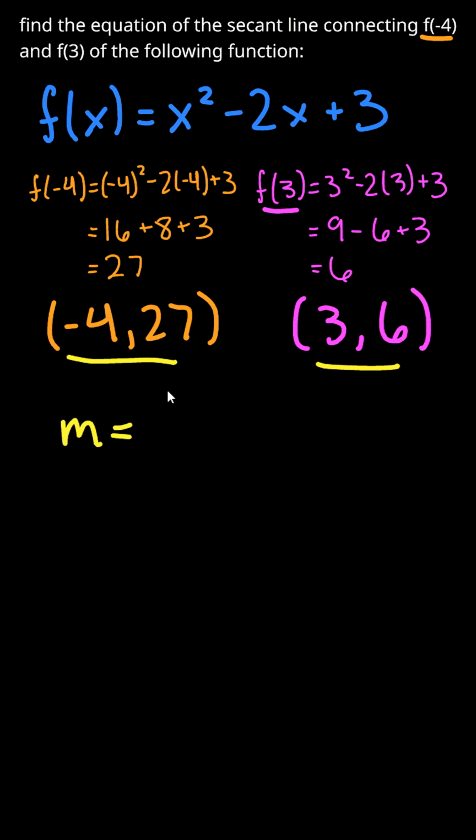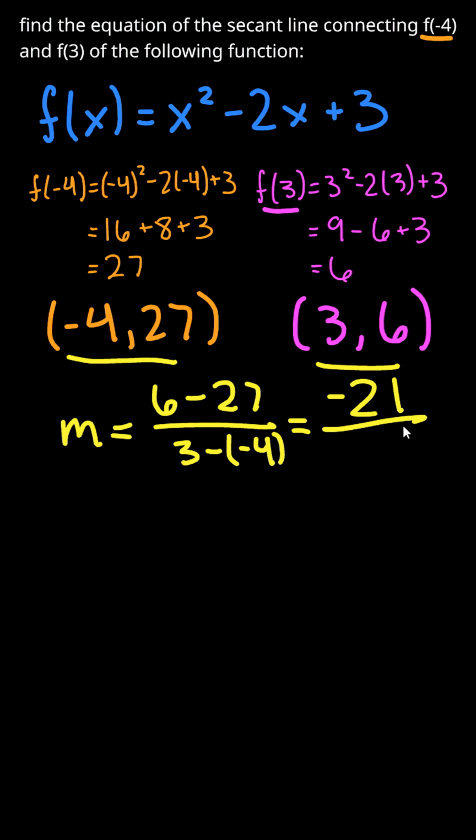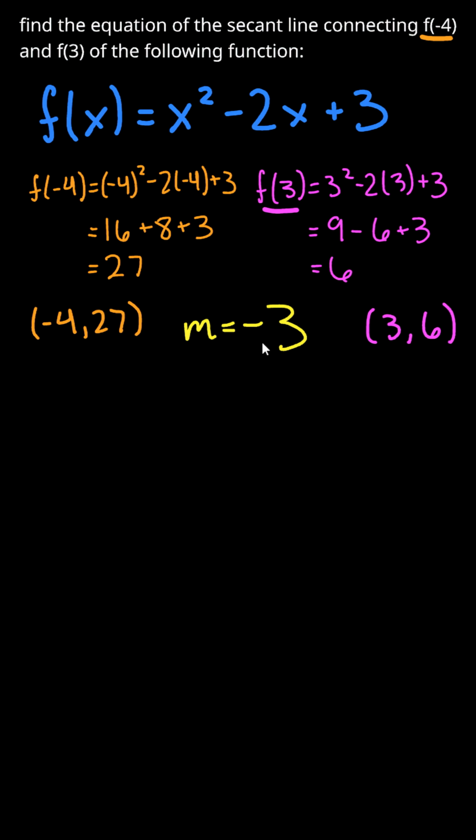And plugging in the values according to our slope formula, we get something like this, and this evaluates to -21 over 7. That's -3. So our slope is -3. Now that we have a point and we have our slope, what can we use next to eventually get to the y equals mx plus b format? We can use the point slope form.